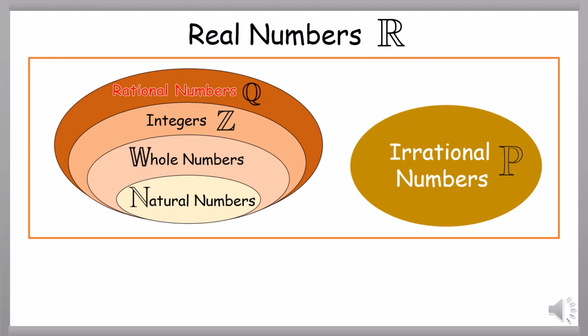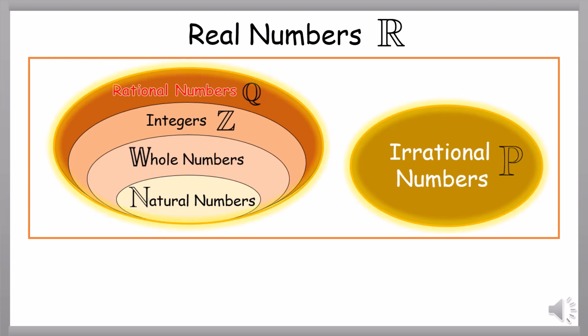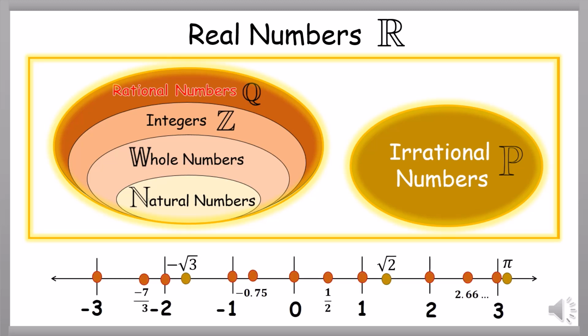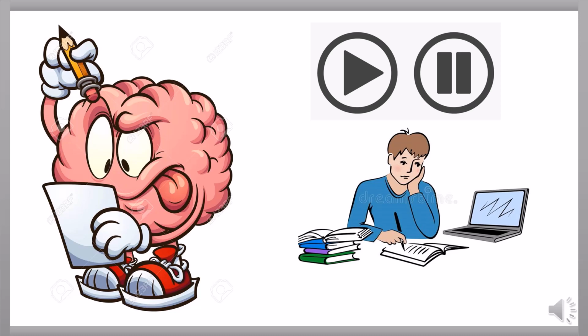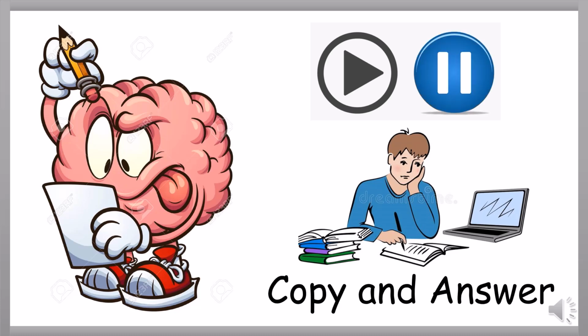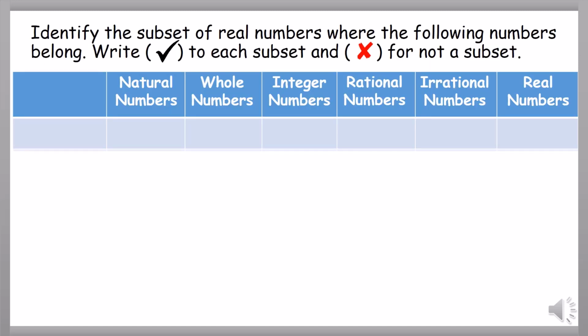Since all the irrational and rational numbers are included in the set of real numbers, which make up the entire number line. Now let us test your memory. But don't forget to pause the video so that you have time to copy and answer the questions given to you. Let's begin. Identify the subset of real numbers where the following numbers belong. Write a check for each subset and X for not a subset.